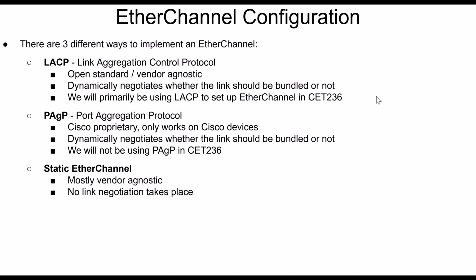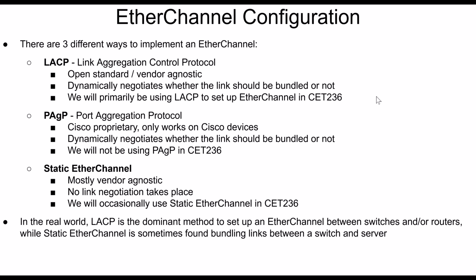It will just continue to send it as if the links were not bundled. So Link Aggregation Control Protocol and Port Aggregation Protocol will negotiate with the other side to see if the other side matches its settings. However, static EtherChannel does not do that. There is no negotiation. If one side is configured as static EtherChannel and the other is not, well, your link's not going to work. We will occasionally use static EtherChannel in CET236, including in this week's assignment.